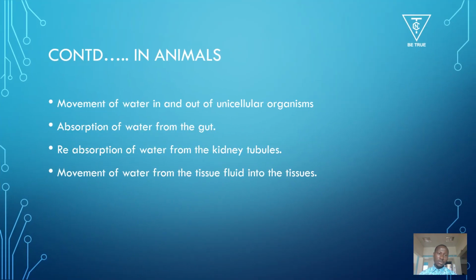Then in animals, movement of water in and out of the unicellular organism is by osmosis. Absorption of water from the gut, the colon, is also by osmosis. Reabsorption of water from the kidney tubule is also by osmosis. And then movement of water from the tissue fluid into the tissue is also by osmosis. So it's a very important role.